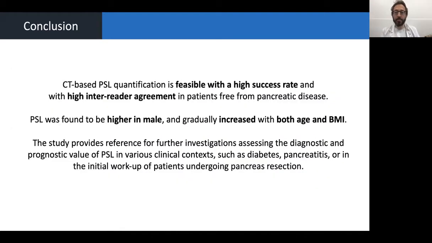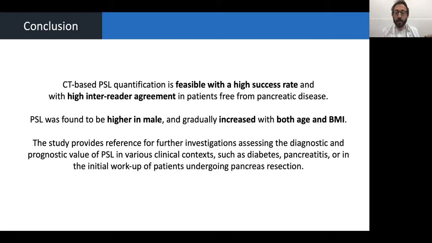So we can summarize and conclude by saying that the CT-based PSL quantification was shown to be feasible with a very high success rate and a very good inter-reader agreement in patients free from any pancreatic disease. We found that PSL was higher in male patients and gradually increased with both age and BMI. We also realized that it was probably easier to perform measurement in the head and in the tail, but the body was less interesting, probably because it was pressed against the stomach, so the quantification was less accurate.